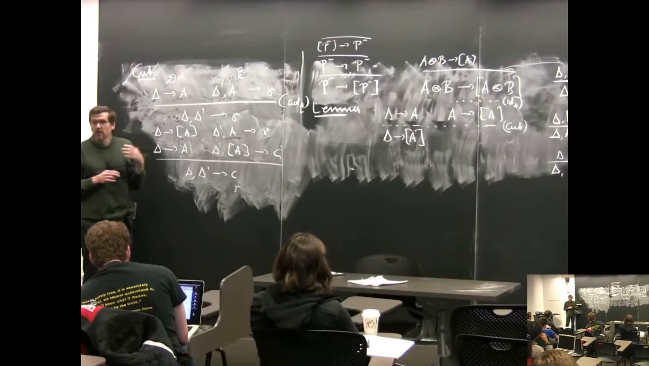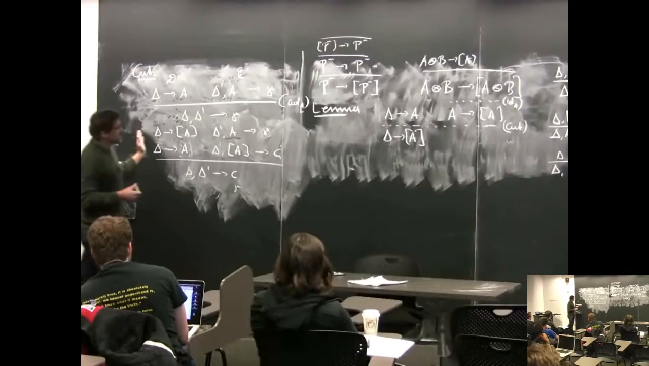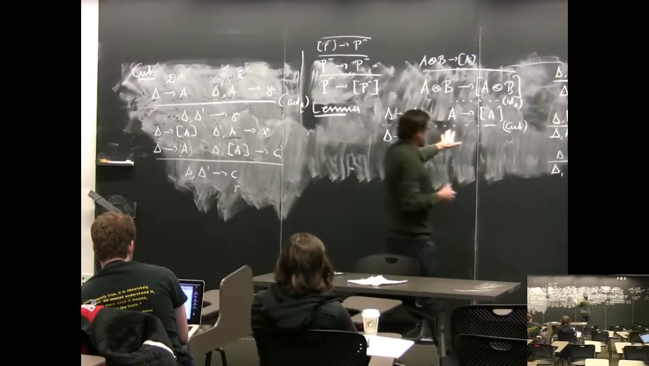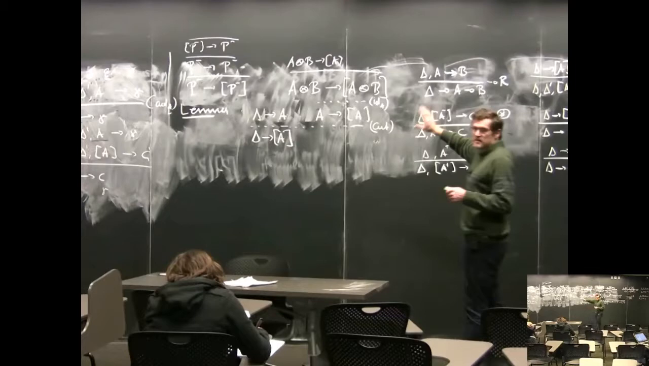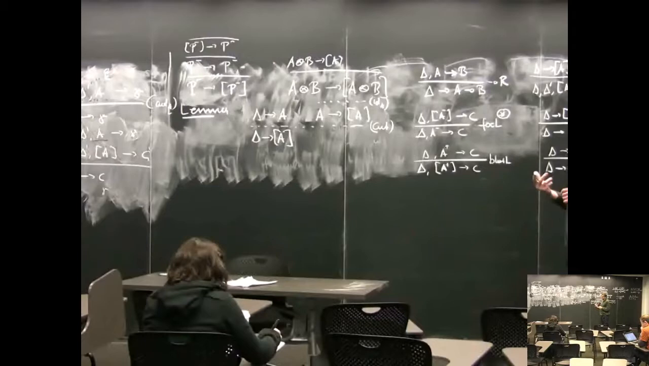So if you trust me at that level of detail, then we have cut and we have identity, and therefore we can prove this little lemma here, and that finishes our overall proof. And then we know that this system of chaining here is complete with respect to the previous system of cut-free sequent calculus with atomic initial sequents. All right, so let's see what else.